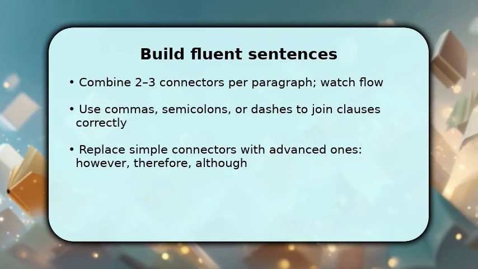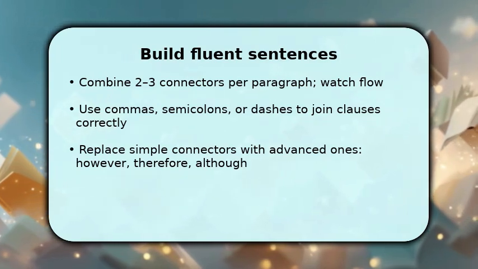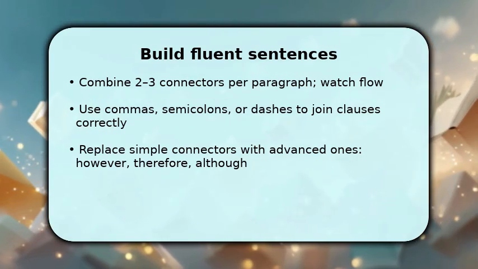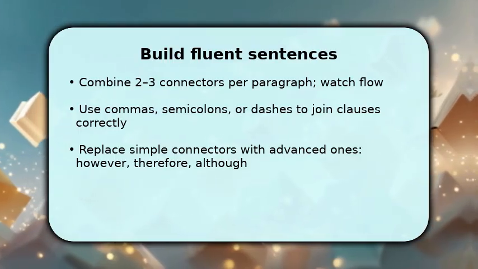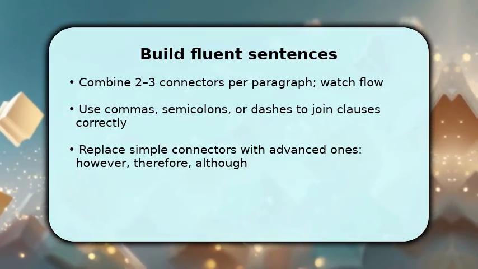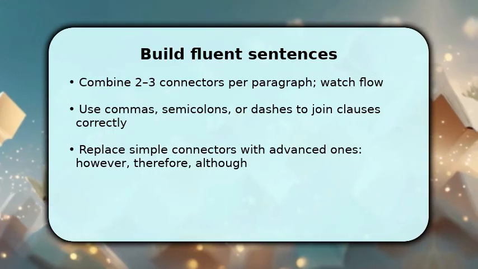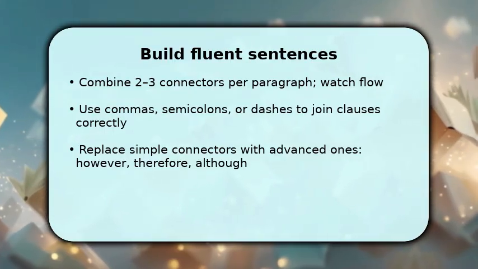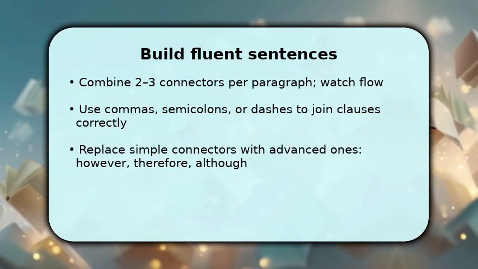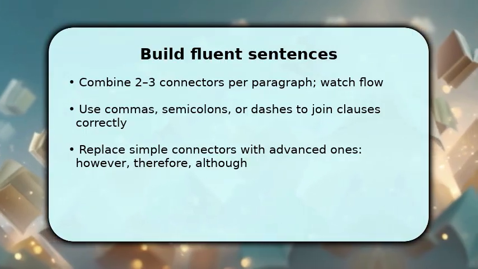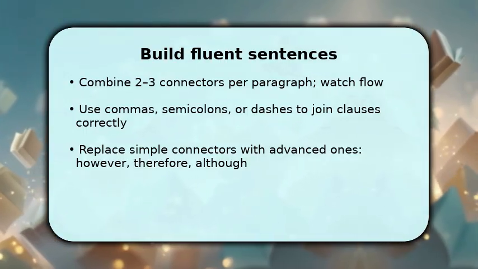Now expand. Take a basic sentence and add a second clause using a different connector to control flow and meaning. Once done, transform simple links into stronger ones, change and to an addition or so to therefore, so ideas sound precise. Practice combining 2 or 3 connectors in a single paragraph while checking punctuation.